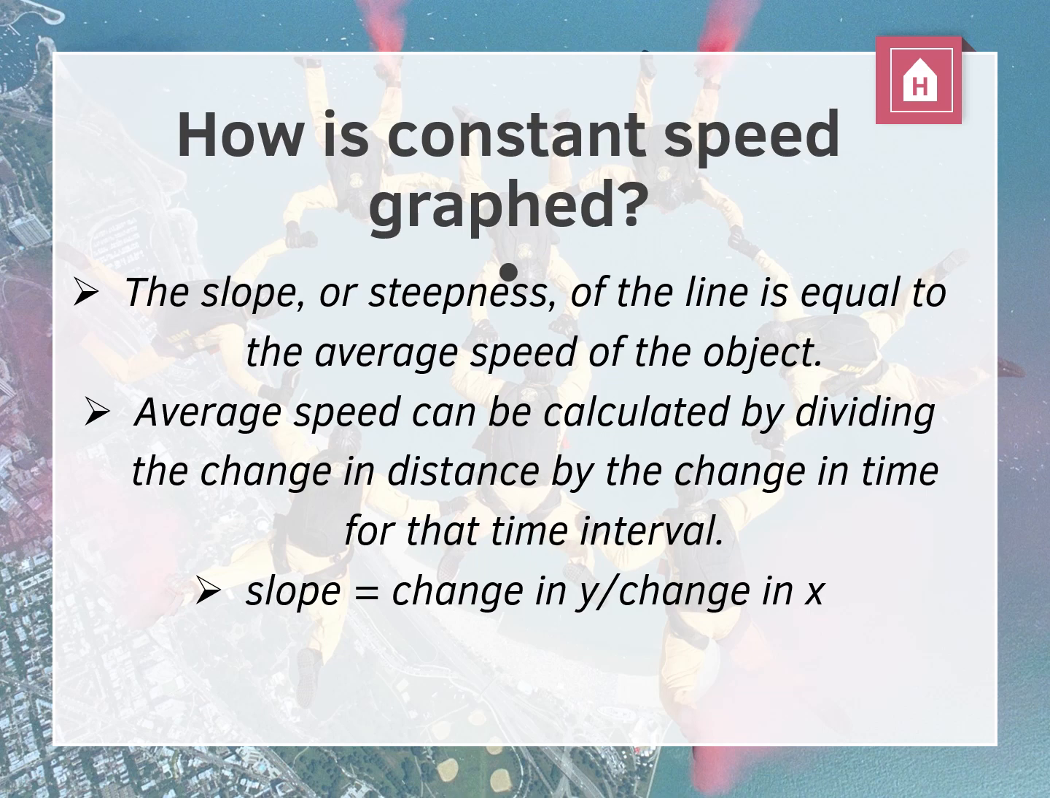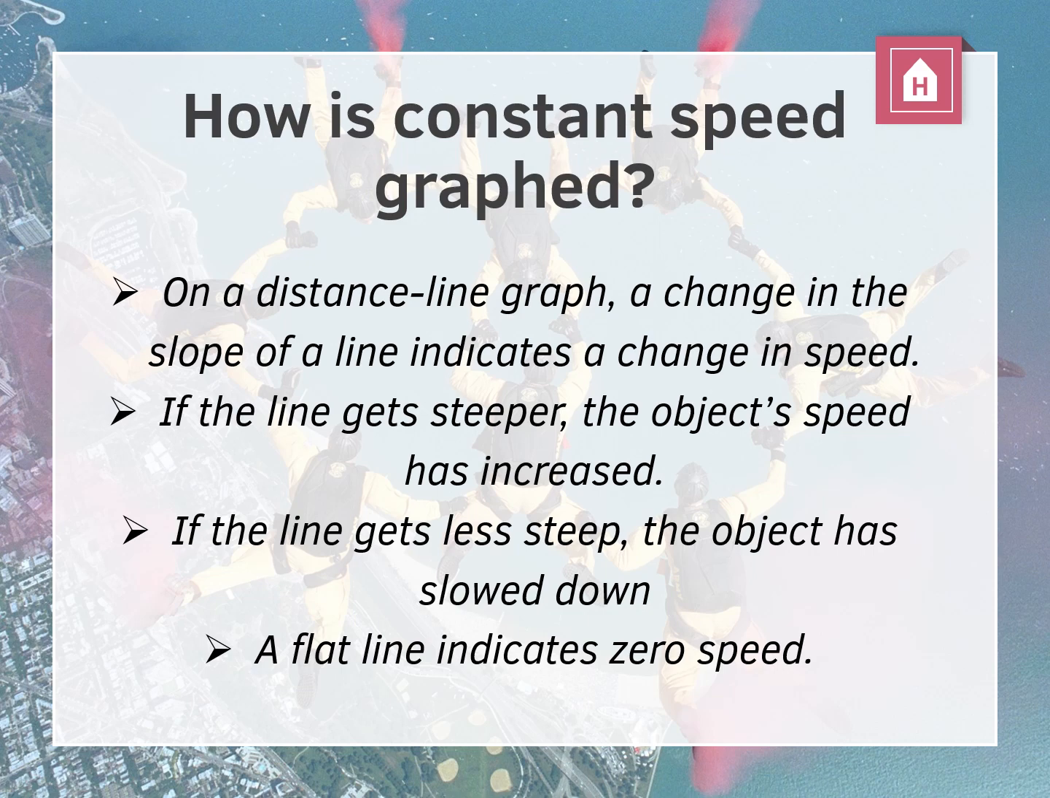Okay, the slope. What do you know about the slope? The slope is the change in the y divided by the change in the x-axis. So the slope of the line is equal to the average speed. The average speed can be calculated as distance over time. So the slope will be d over t, distance over time, y over x. Okay, this is the law of the speed.